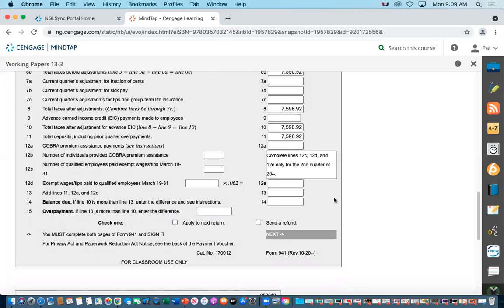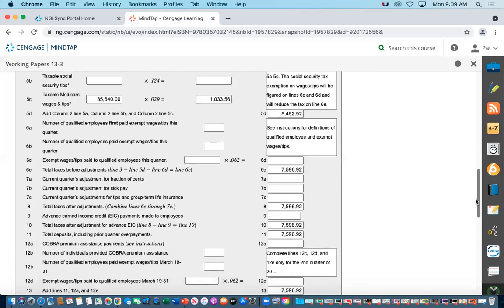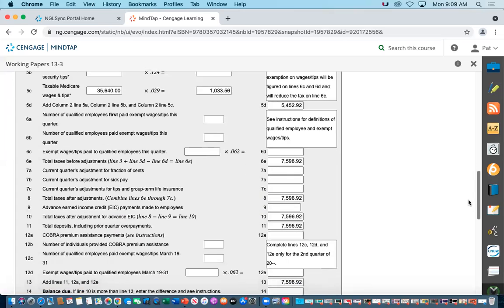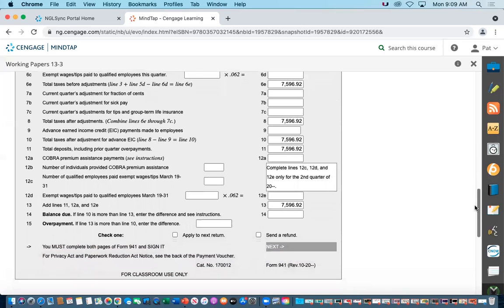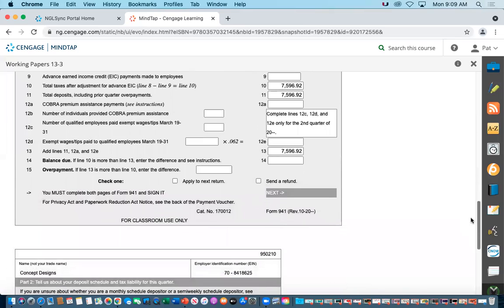So it says add lines 11, 12, 13 up, whatever. So that's still the same number. So we're just kind of going through them, typing the same number down. On your problem, if there is an exemption of some sort, I will tell you. If there is an advanced COBRA thing, if there is an adjustment, I will let you know. Okay. So that's the first part.